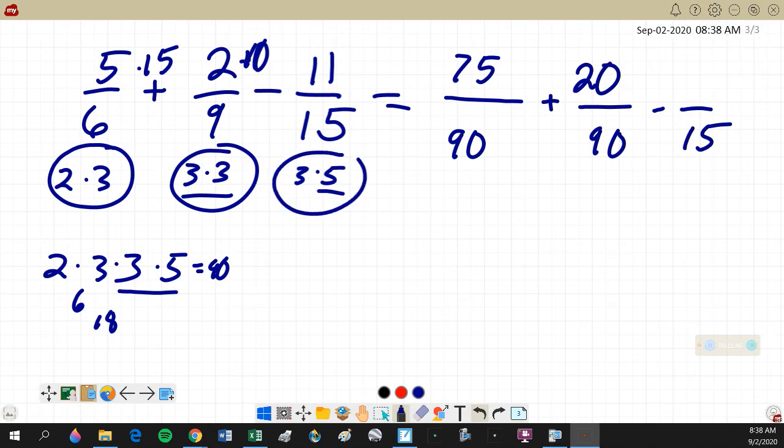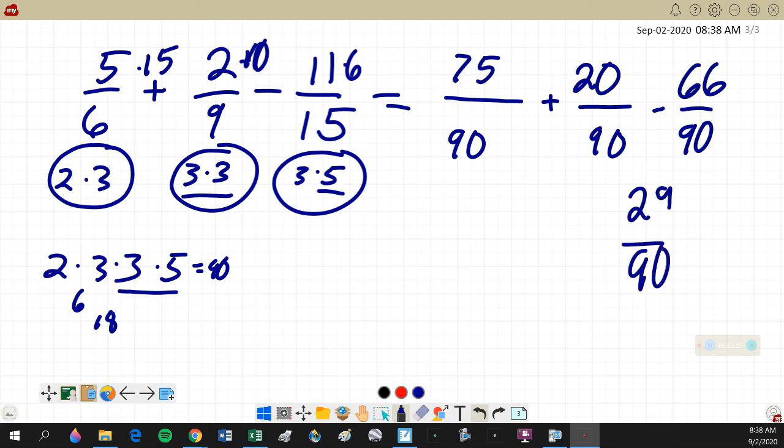And then what is this missing? A 2 and a 3, which is a 6. So 75 and 20 is 95. Oh, because I'm not paying attention. Thank you. All right, 95 minus 66, that would be 29. You guys understand that? Does that simplify? 29 is prime, so no.